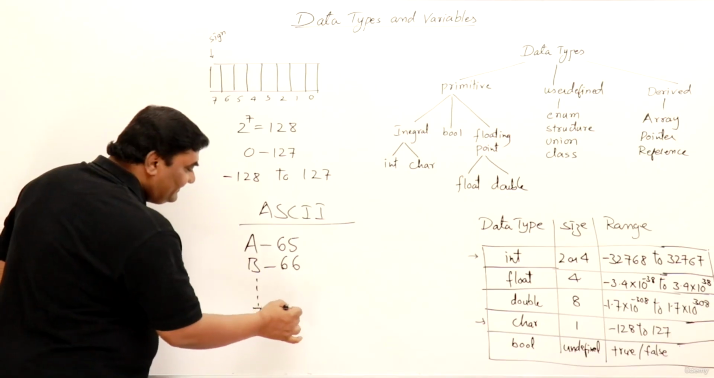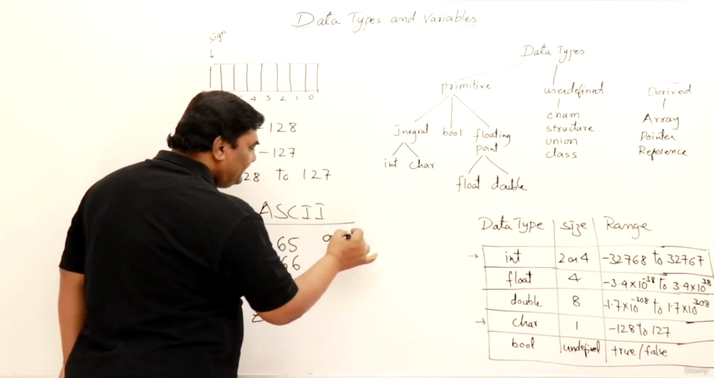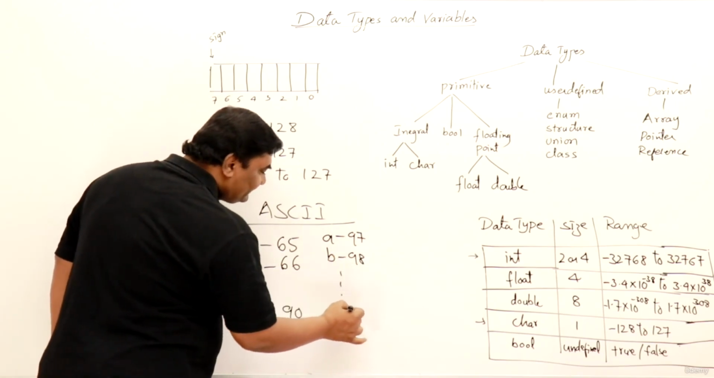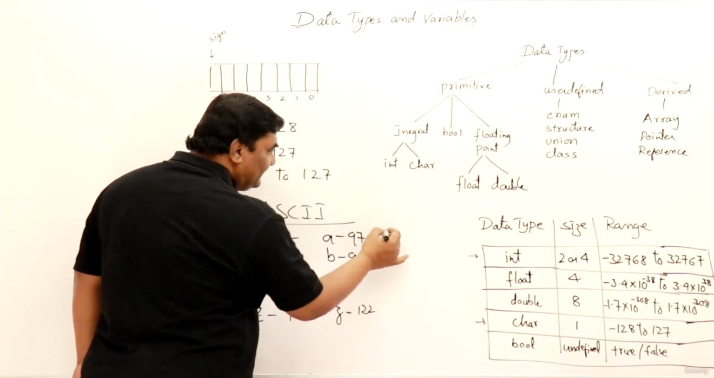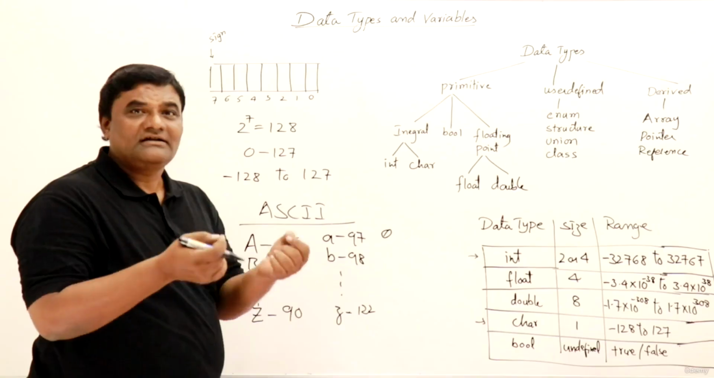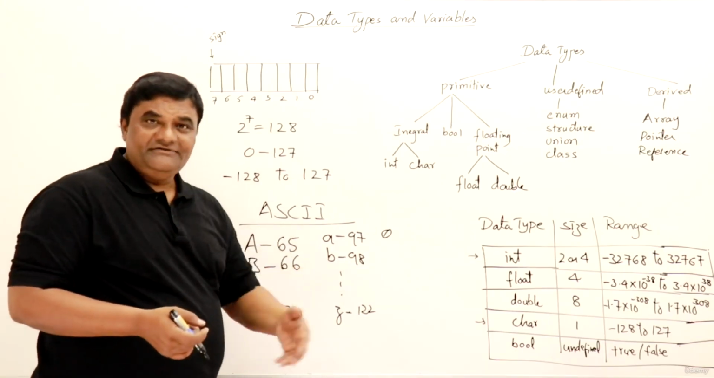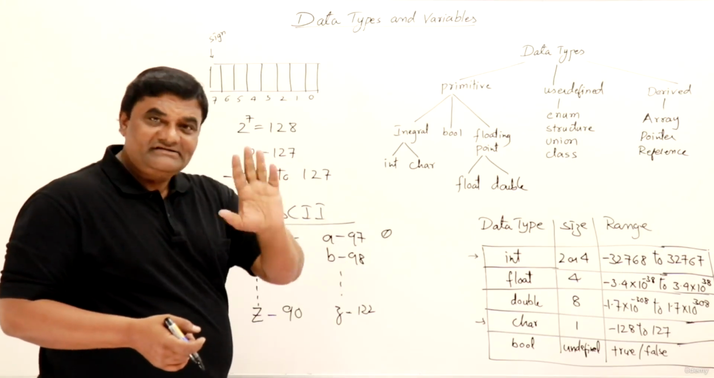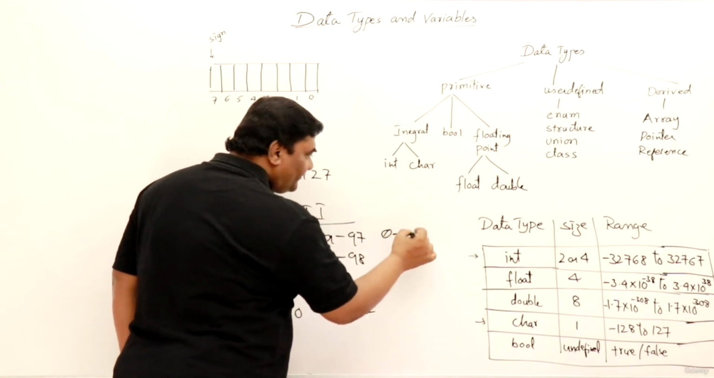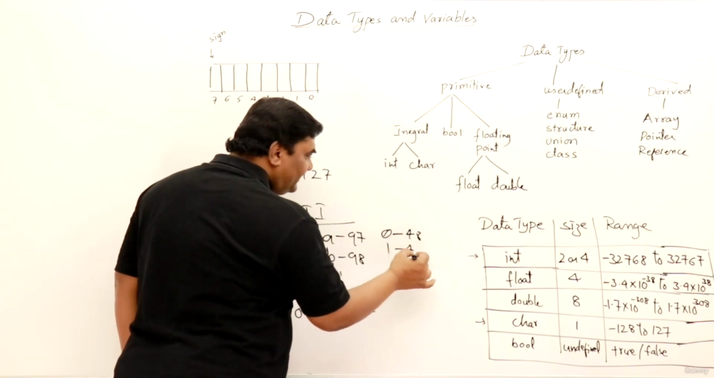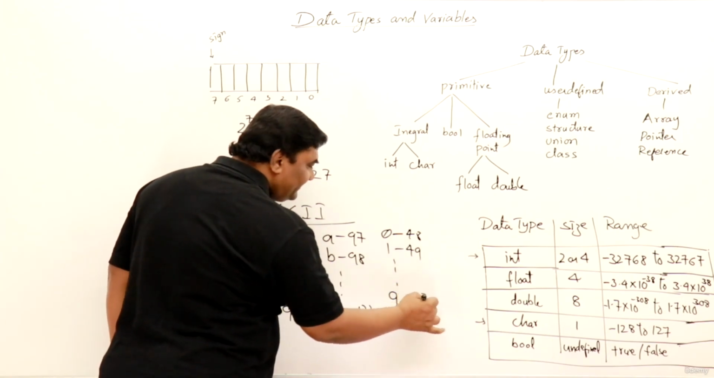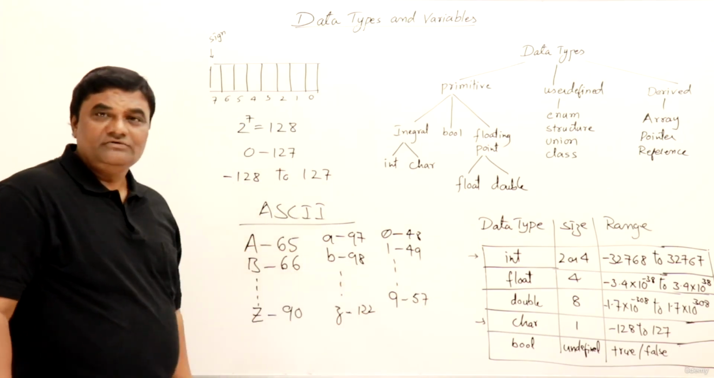Capital Z will be 90, small a is 97, small b is 98, and it goes on. Small z is 122. And the digit 0 on the keyboard, that is also a symbol, a character. We treat it as a number, we use it as a number, but everything on the keyboard is a character. So 0 is also a character. For that symbol 0, the code is 48, and 1 is 49, and it goes on. The last digit 9 is 57. These are the codes.